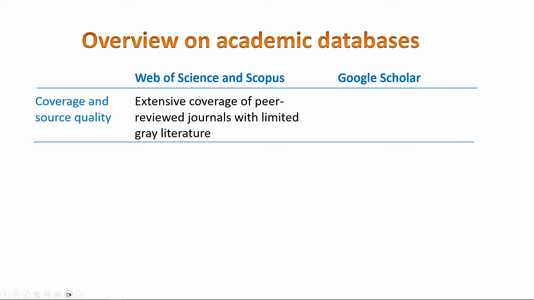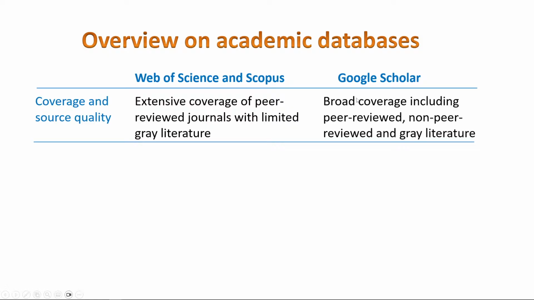So here, Web of Science has extensive coverage of peer-reviewed journals with limited gray literature. Web of Science now has a core collection, and it has a wider collection which will include, for example, some conference proceedings and things like that.